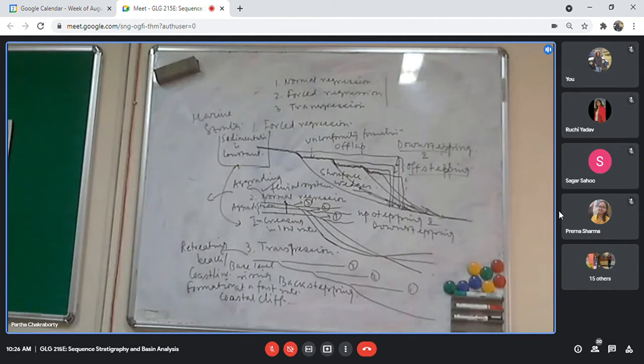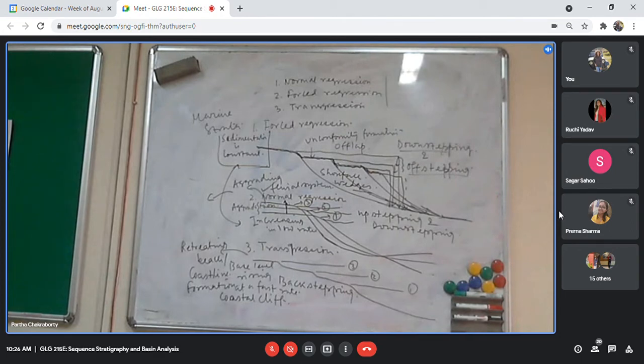In case of normal regression, the base level is rising at a low rate, so there will be aggradation in the coastal part, and that will be associated with the downstepping in the marine part. So the downstepping and the aggradation, what we also refer to as the upstepping. These two together will form the normal regression.